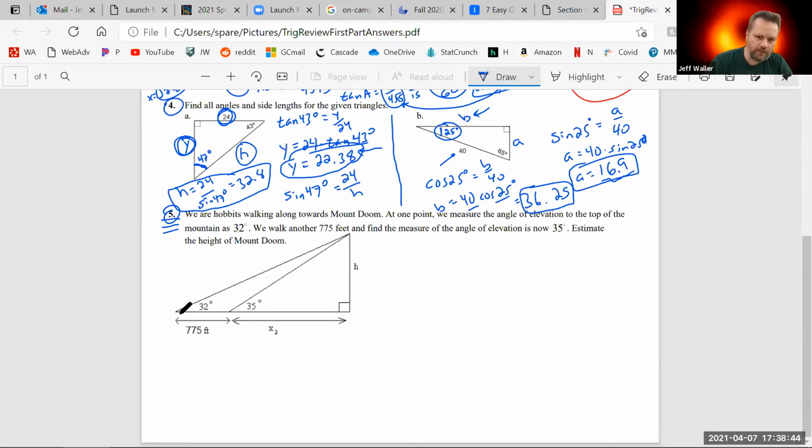So it kind of makes sense in this problem. If they're this far away, they look up 32 degrees. If they walk another 775, now they got to look up 35 degrees because they're closer to the building. It takes up more of the space in front of their eyes. So they have to look at a higher angle. All right, so that's the physical nature of this problem. That's why this problem makes sense. And if you've got your face right up on the side of that building, you have to look straight up it. 90 degrees.